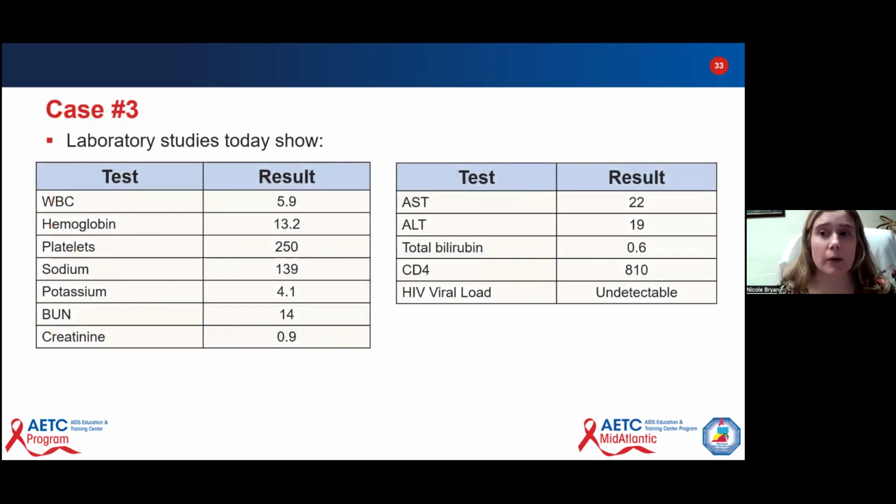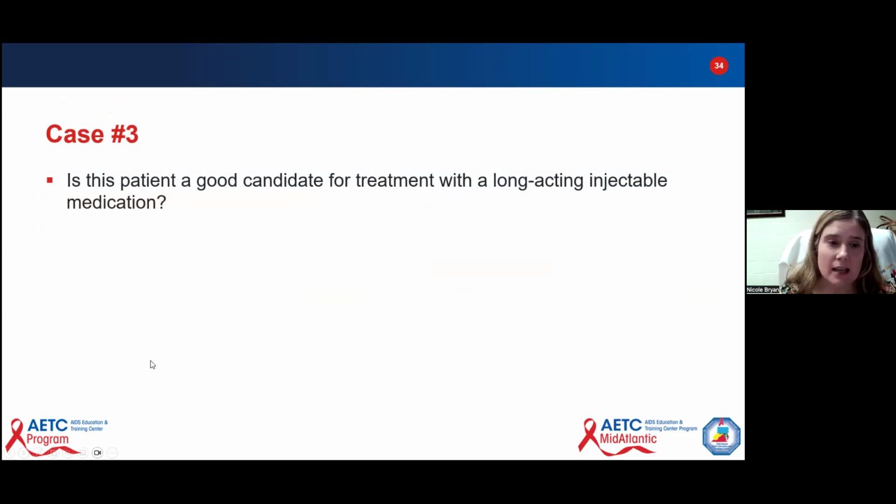And I will say more and more of our patients are asking about this. People really like the idea of not having to take a pill every single day, particularly younger individuals who might not have other medications that they're already taking. So his labs: his WBC count is normal at 5.9, hemoglobin is normal at 13, creatinine 0.9, liver function is normal, his CD4 count is good at 810, and he is undetectable on his current regimen. Any thoughts on whether this would be somebody who would be a good candidate to switch over to a long-acting injectable medication?